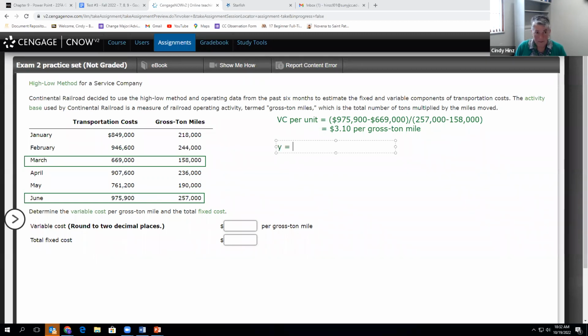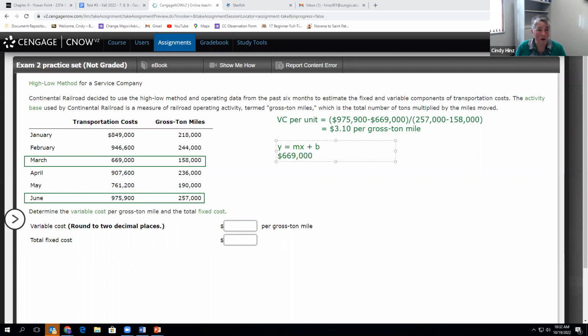Again, if you think of it as the slope-intercept form of the line, I think it makes it a little bit easier to see what we need to do next. It doesn't matter which point you use, the high or the low point, you're going to get the same answer. So I recommend using the low point just because the numbers are smaller. So it makes our calculation maybe easier.